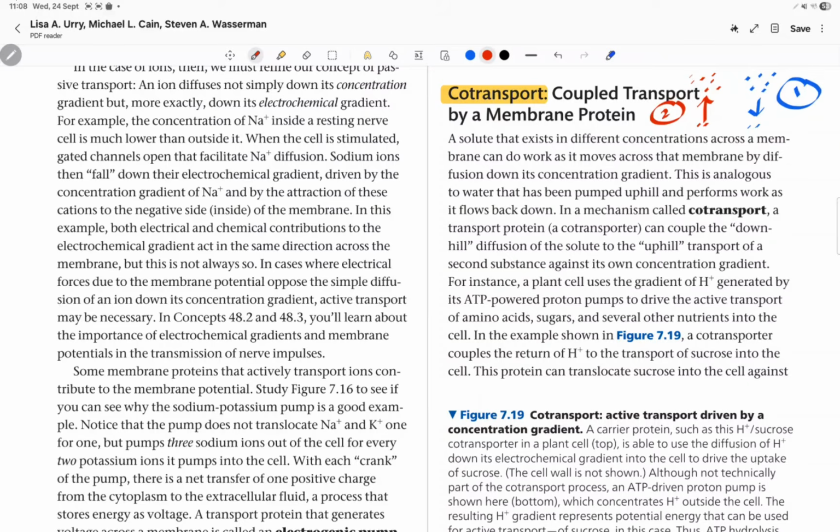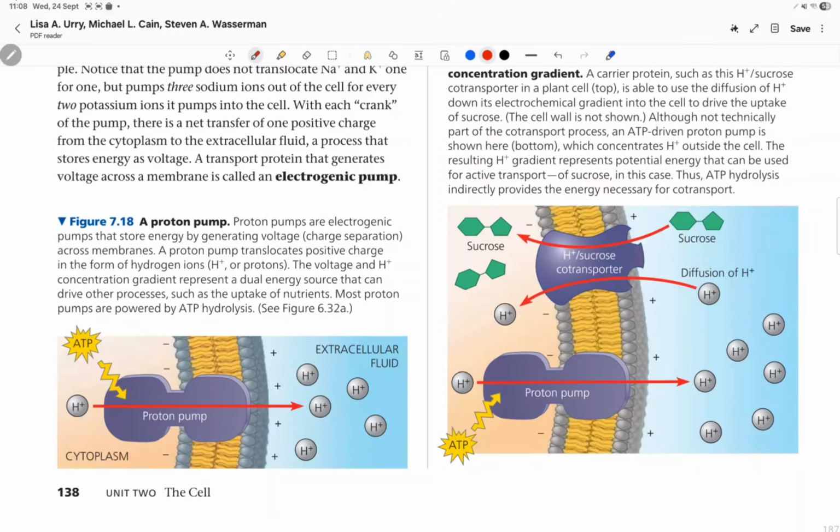Let me show you the example. So how do we read this? First of all, you will have H pluses that are in a high concentration outside the cell, and now they want to move back into the cell. That's called high to low, right? And secondly, the energy of the movement from high to low will power up this co-transporter to transport sucrose from low to high.